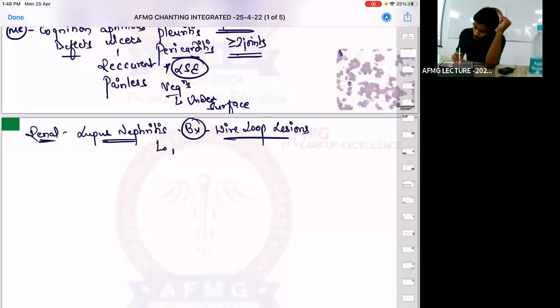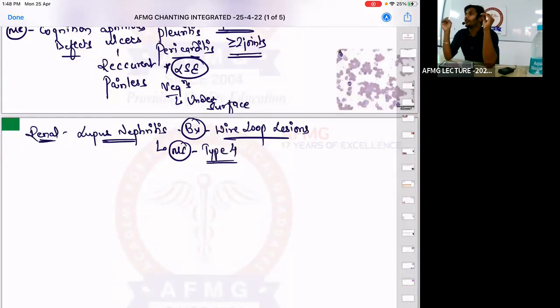Important, yaad rakh lo bas, the most common class or the most common type of lupus nephritis would be type 4. It is also called diffuse lupus nephritis, that means more than 50% of the glomeruli are involved. Okay? This was a question recently I saw 1 or 2 times, so it is important. No issues with this, anybody?